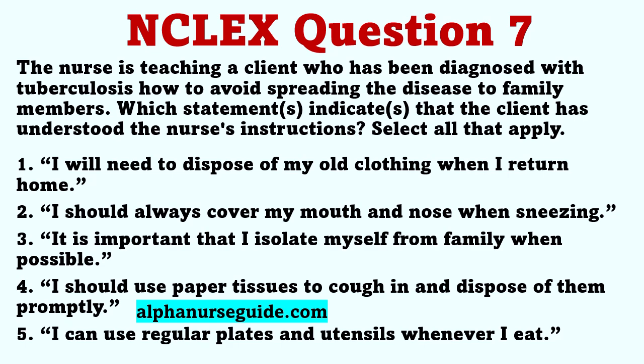The correct answers are 2, 4, 5. When teaching the client how to avoid the transmission of tubercle bacilli, it is important for the client to understand that the organism is transmitted by droplet infection. Therefore, covering the mouth and nose when sneezing, using paper tissues to cough in with prompt disposal, and using regular plates and utensils indicate that the client has understood the nurse's instructions about preventing the spread of airborne droplets. It is not essential to discard clothing, nor does the client need to be isolated from family members.